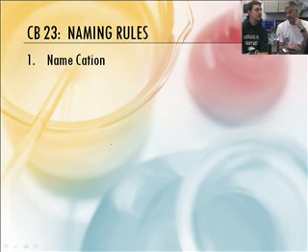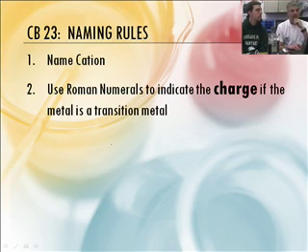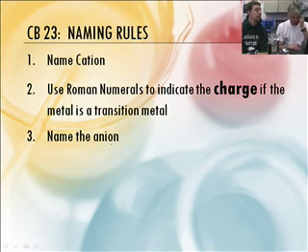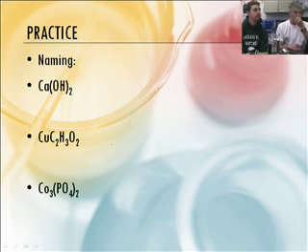Okay, so let's review. We're going to learn how to name some things and write formulas. We just did this, but we're going to do it a little differently with polyatomic ions. Remember the naming rules? You've already written these down. Here they are. You use the exact same rules when you name them. So let's name some things. Now, we do have an interesting thing here, don't we? We have polyatomic ions mixed in here.